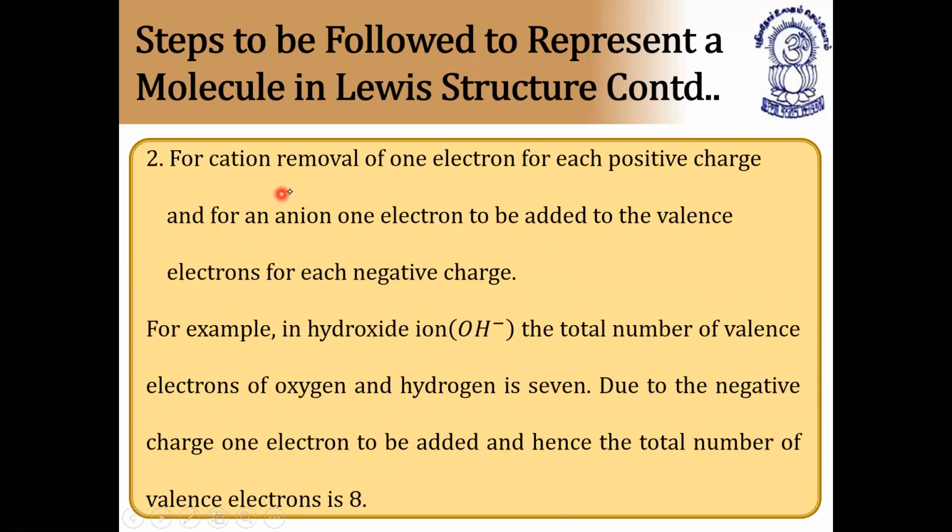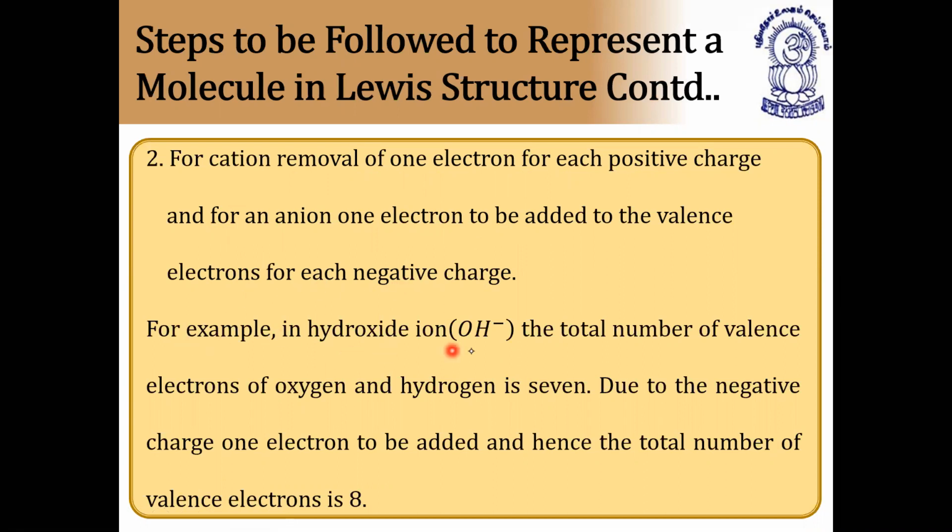Next, for a cation, removal of 1 electron for each positive charge, and for an anion, 1 electron to be added to the valence electrons for each negative charge. What is this? For a cation, removal of 1 electron for each positive charge, and for an anion, 1 electron to be added to the valence electrons for each negative charge.